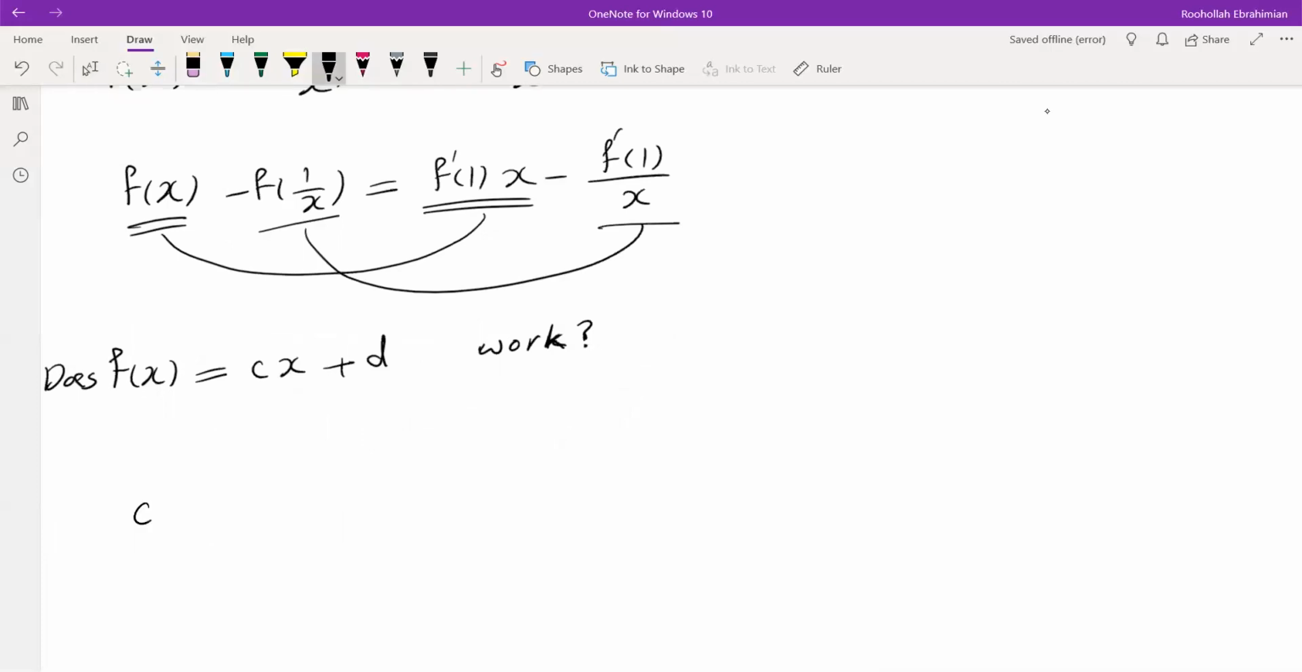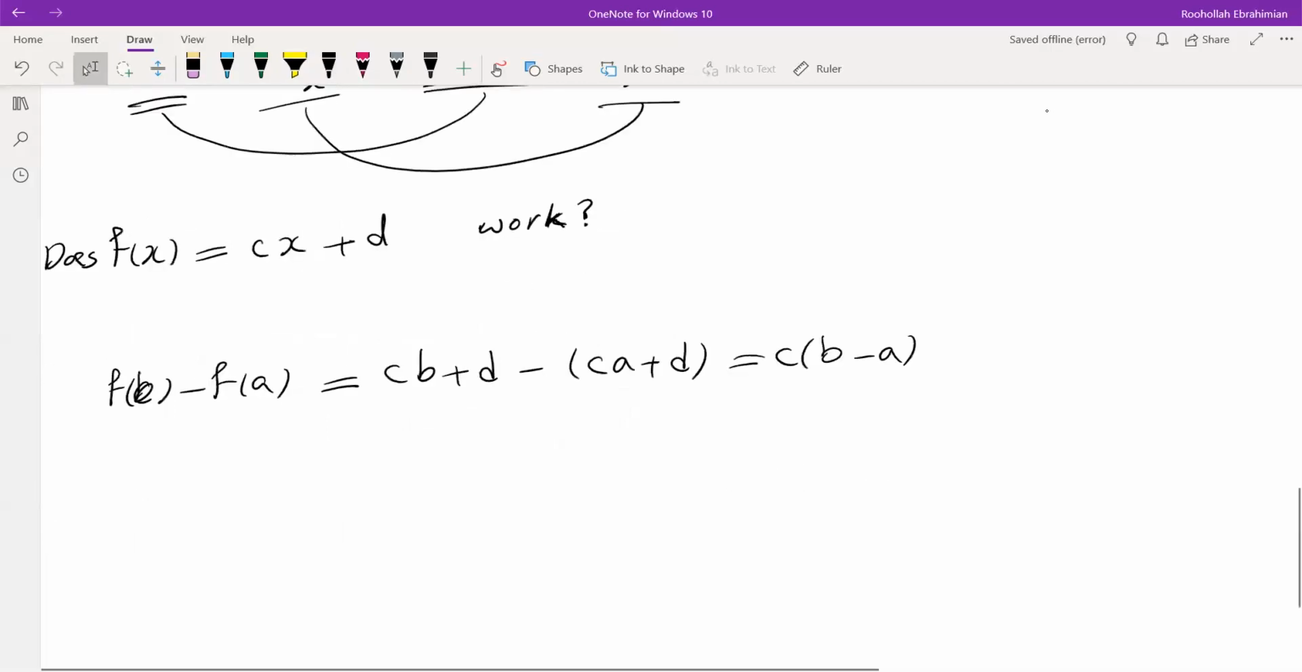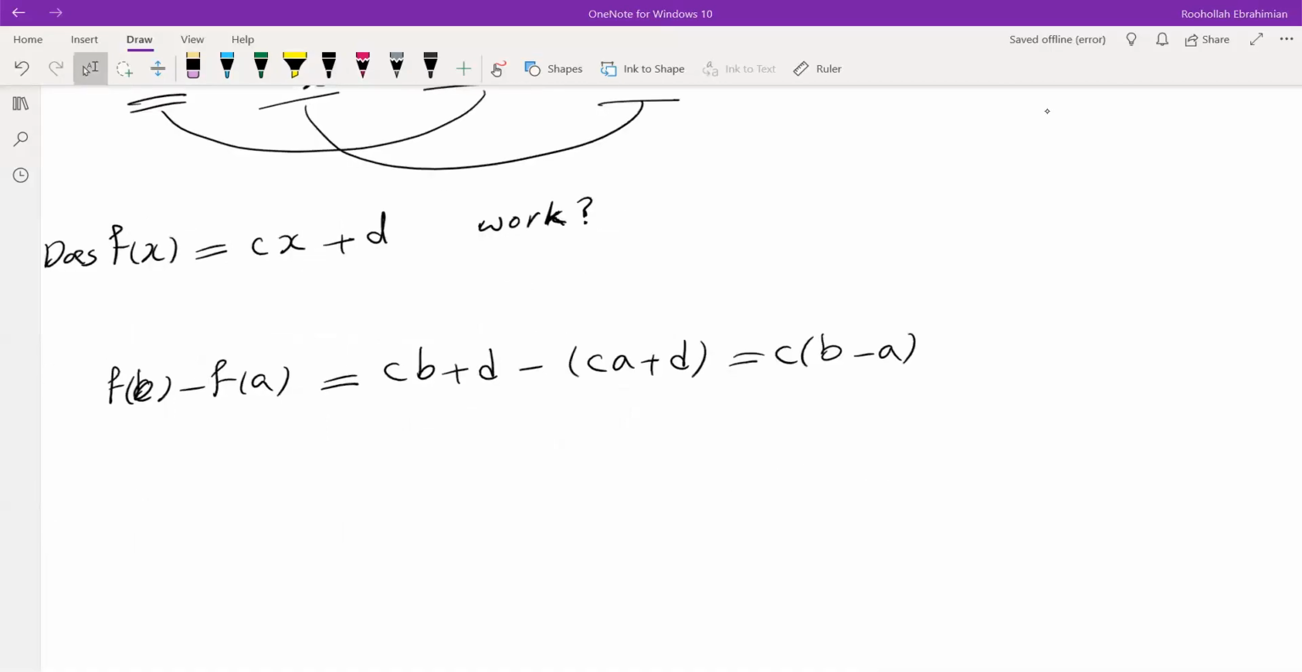So the equation was f(b) minus f(a). So that is cb plus d minus (ca plus d). That is just simply c times (b minus a). And on the other side, we had (b minus a) times f prime of root ab. Well, f prime is just a constant c, so that gives you (b minus a) times c. Okay, so that's a check. So every linear function does work.